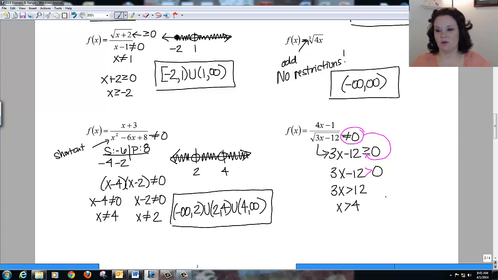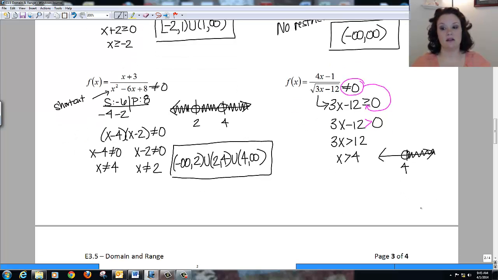Okay. If I wanted to graph this, I would put 4 on my graph. It has to be greater than 4, so I would shade to the right. And I'm not including 4, so I would use an open circle or a parenthesis. Okay, so interval notation from this one would be 4 with a parenthesis, because we're not including it, out to infinity.